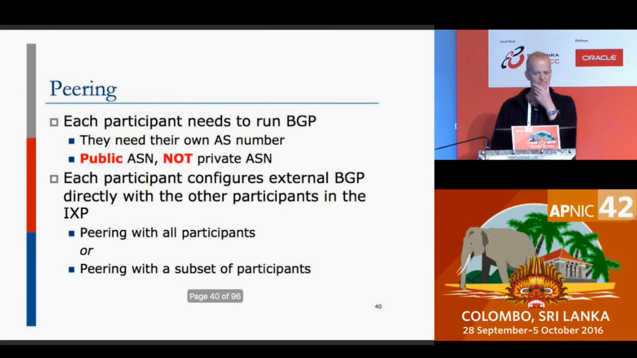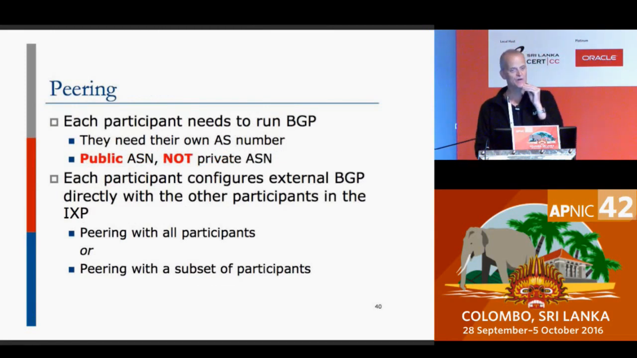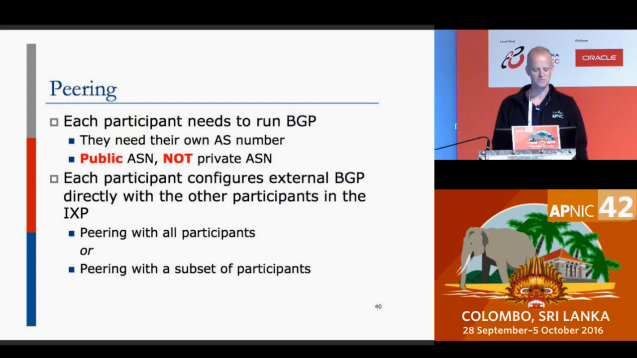Each participant needs to run BGP. You need your own AS number. Public AS number, please. Unraveling exchange points, but if you do, very hard work, been there, done that way too often. Public AS numbers are readily available from APNIC to do this. I mean, there are 4 billion AS numbers, so it's not like there's a shortage. So getting an AS number for using BGP should be very easy.